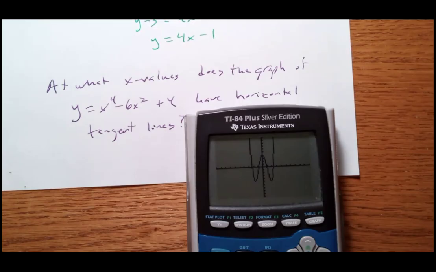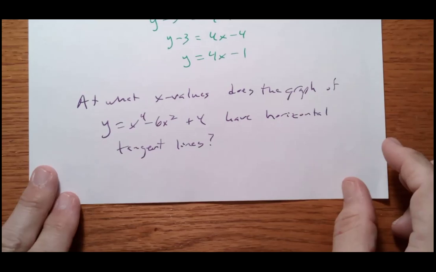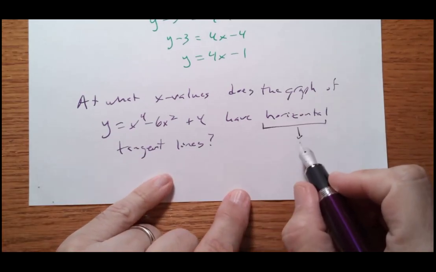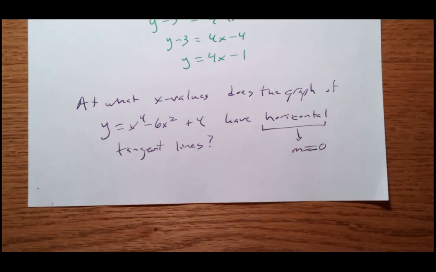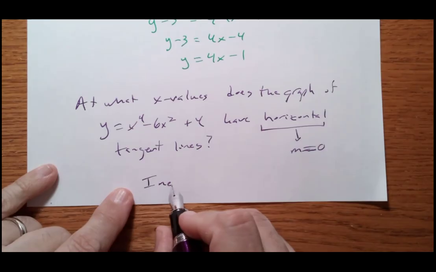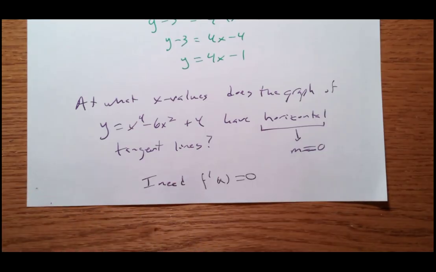Oh, we just said horizontal tangent line. What's the slope of a horizontal line? Again, there should be a chorus. The word horizontal means that my slope is 0. Slope of the line comes from f prime. And if I need f prime of x equal to 0, that means I need f prime of x.